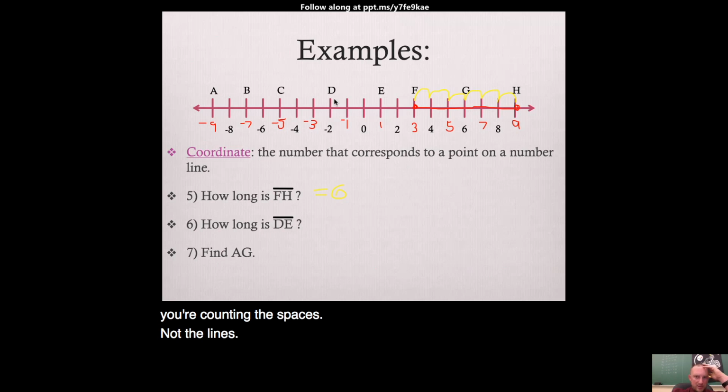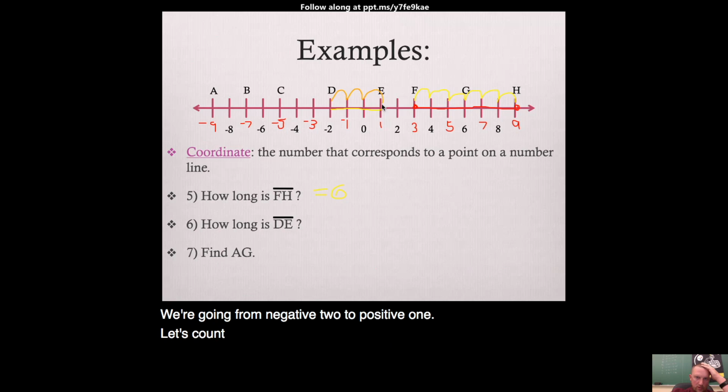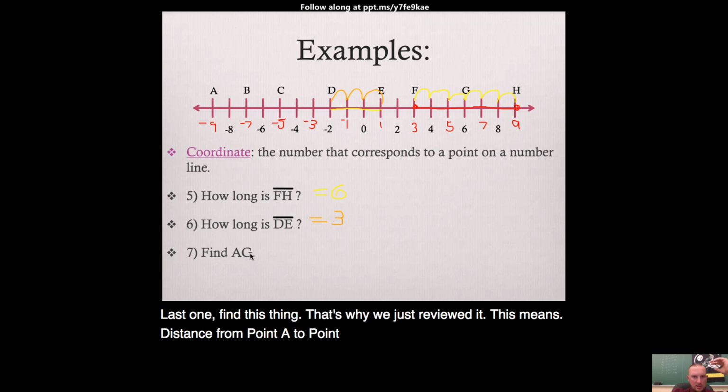How long is segment DE? I'll use yellow to mark segment DE. We're going from -2 to +1. Let's count. 1, 2, 3. Last one. Find this thing. That's why we just reviewed it. This means distance from point A to point G, or length of segment AG.